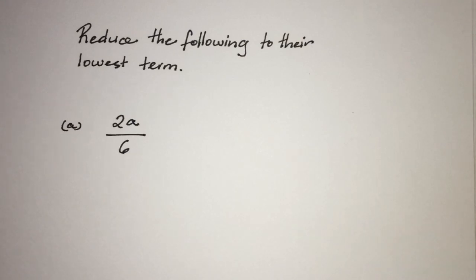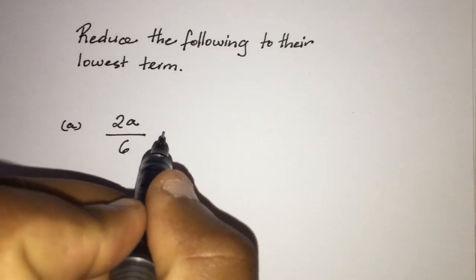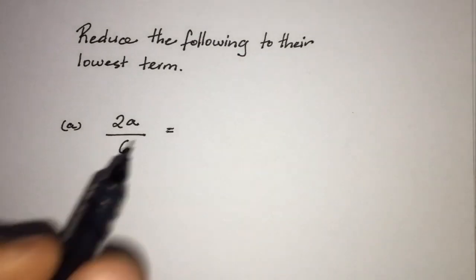Reduce the following to their lowest terms. So what this calls for us to do is to look for a common factor, which is a number or a term or a variable that can go into another number or a term or variable without leaving a remainder. So what I'm going to do is to expand this.